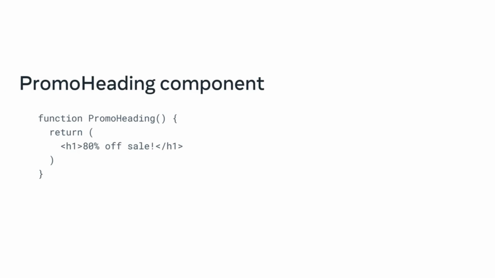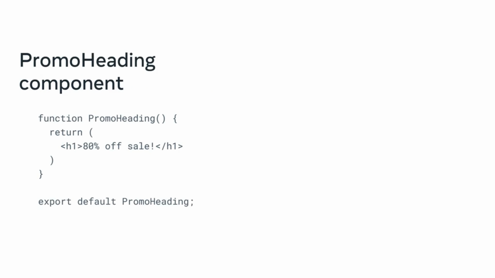Next, let's write the promo heading component. You can declare function promo heading and in curly braces type return, opening parenthesis, h1 tag, the text 80% off sale, h1 closing tag, and closing parenthesis. Once again, don't forget to export the component to make it available.